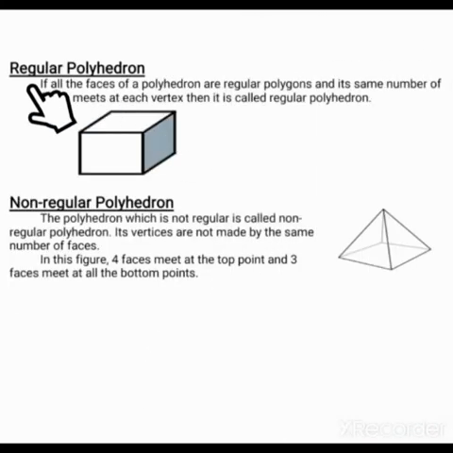Now next one is regular polyhedron. If all the faces of a polyhedron are regular polygons and the same number of faces meet at each vertex, then it is called a regular polyhedron. Next is non-regular polyhedron. The polyhedron which is not regular is called a non-regular polyhedron. Its vertices are not made by the same number of faces. In this figure, 4 faces meet at the top point and 3 faces meet at the bottom point.